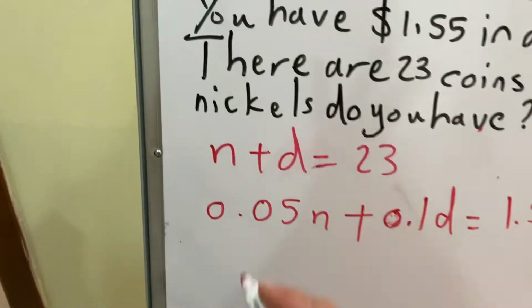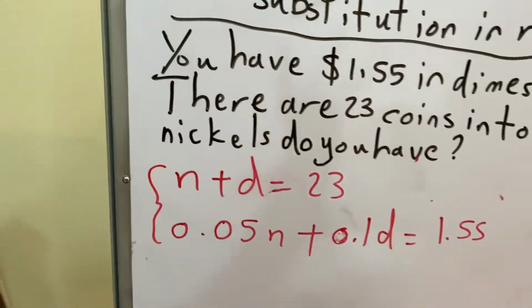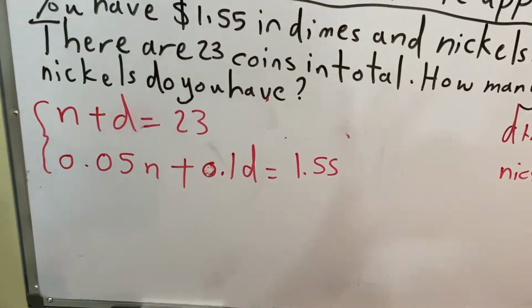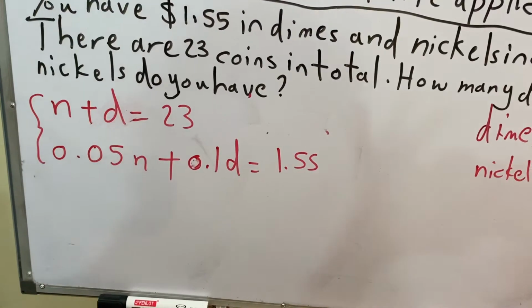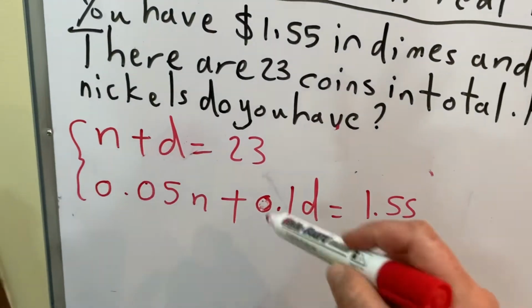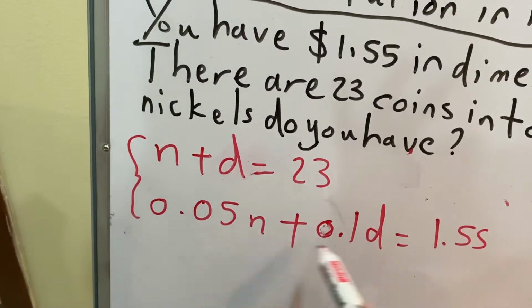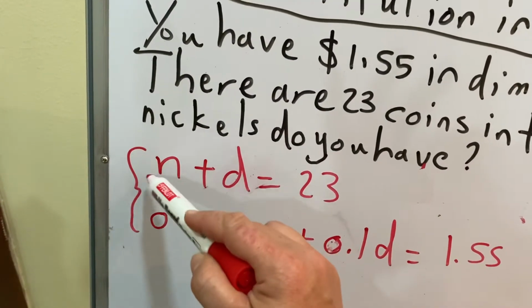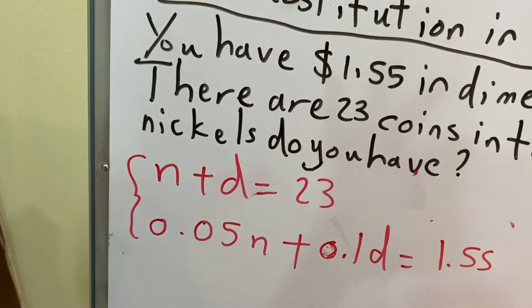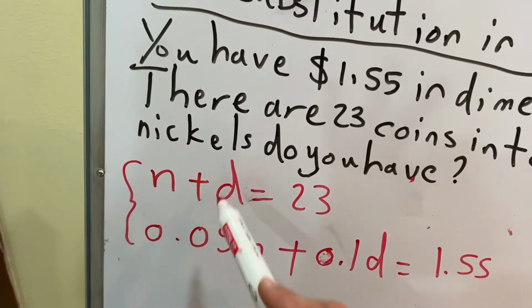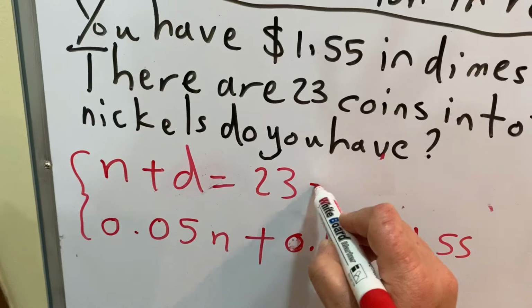Now I have these two equations, I need to solve them. I will decide to solve them by substitution. If I need to solve by substitution, I have to isolate one of the variables. I will look for a coefficient of 1 in these two equations. Here I have a coefficient of 1 and here I have a coefficient of 1, so I can either isolate N or isolate D. I will choose to isolate N.